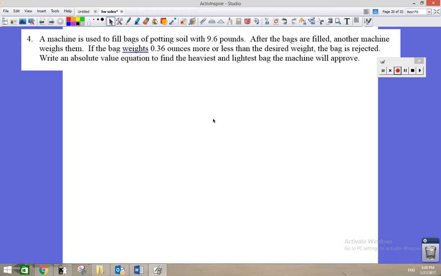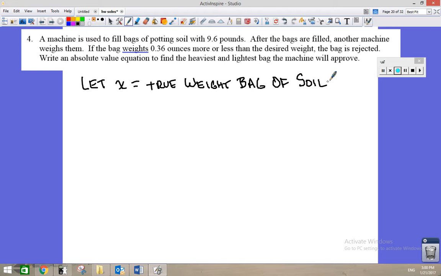Okay, so let's let x equal the true weight of our bag of potting soil.